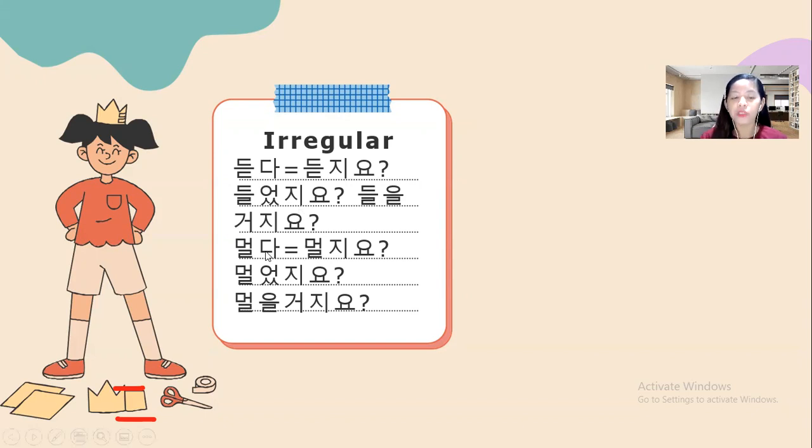Okay, next, 멀다, meaning far. Okay, so for example, you have a classmate and she has been late in coming to school. So you might be asking, 집이 멀지요? Right? Your house is far, right? Okay, or in the past tense, we say 멀었지요, or in the future tense, we say 멀 거지요, right? So those are examples of irregular verbs and adjectives.